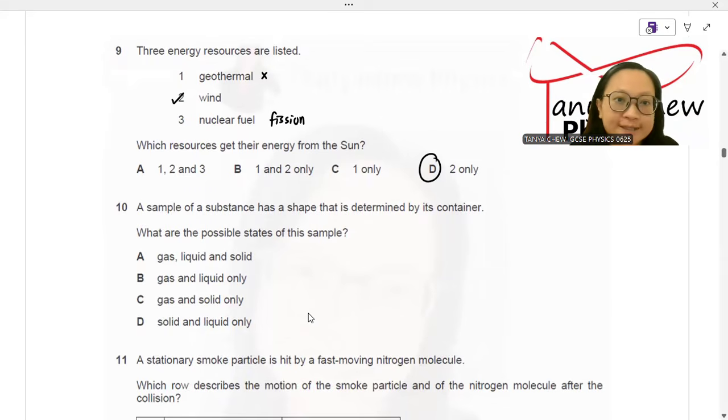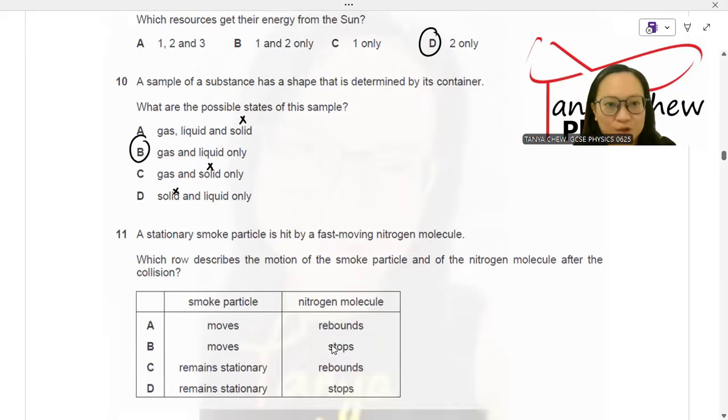Number 10, a sample of a substance has a shape that is determined by its container. What are the possible states of this sample? It cannot be solid. Do you know why? Because the shape of a solid is fixed. It does not depend on the shape of the container. So say no to solid. Can you see the answer is quite obvious? B is the answer, gas and liquid.